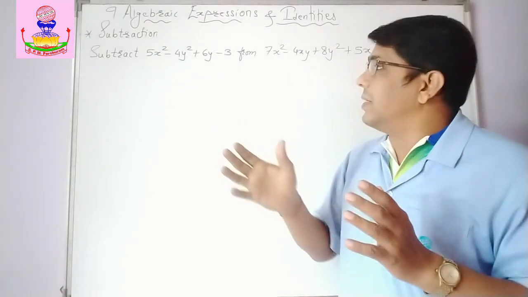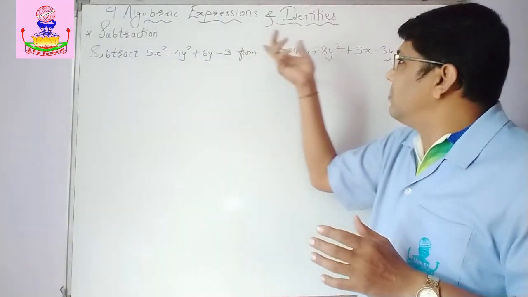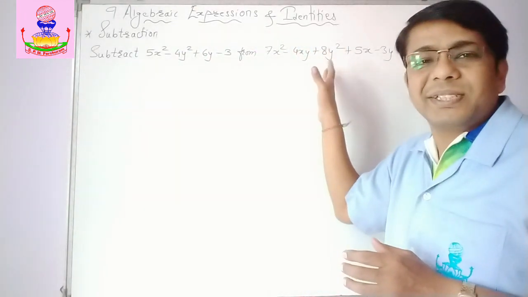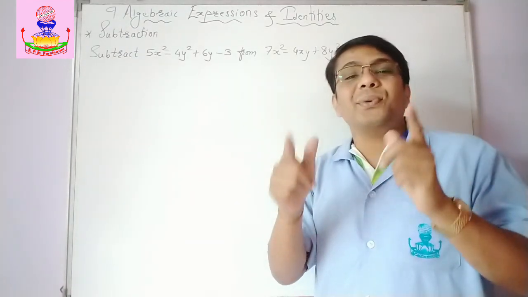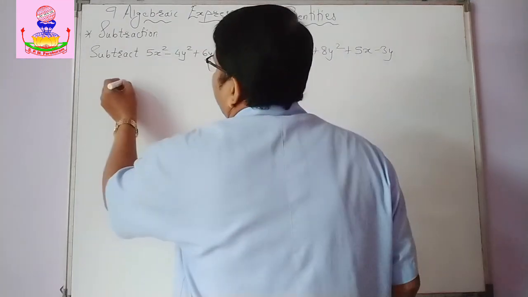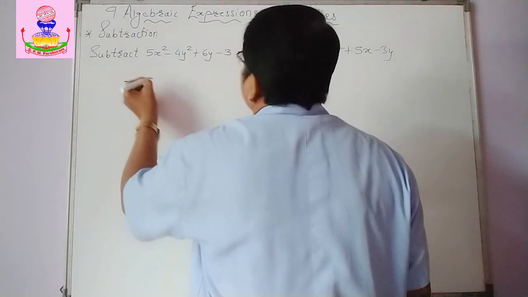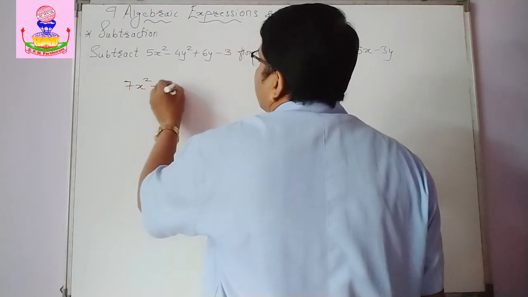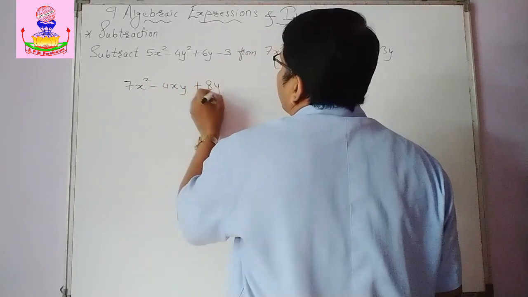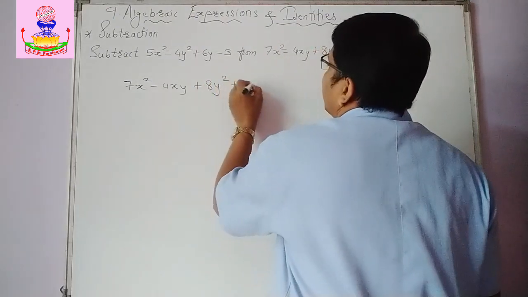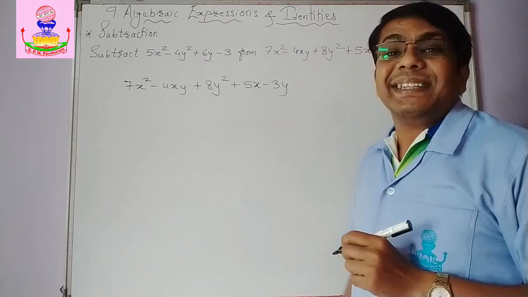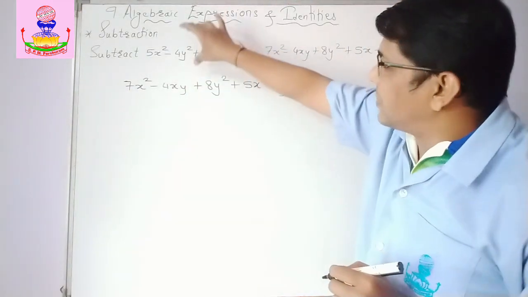So what it is said, you have to subtract this algebraic expression from this. So this has to be written first. Understand the question and go accordingly. Okay, so first I will write this: 7x square minus 4xy plus 8y square plus 5x minus 3y. And then from this we are going to subtract this.